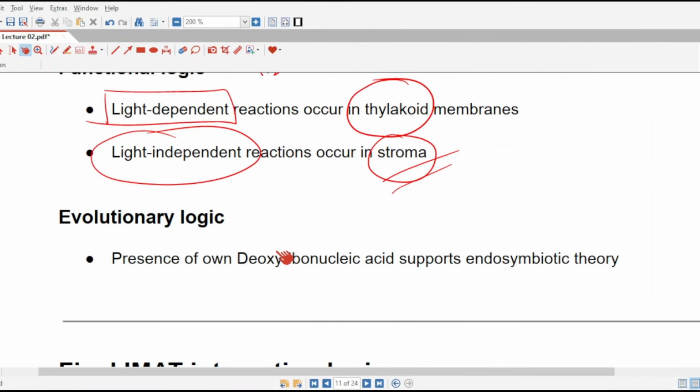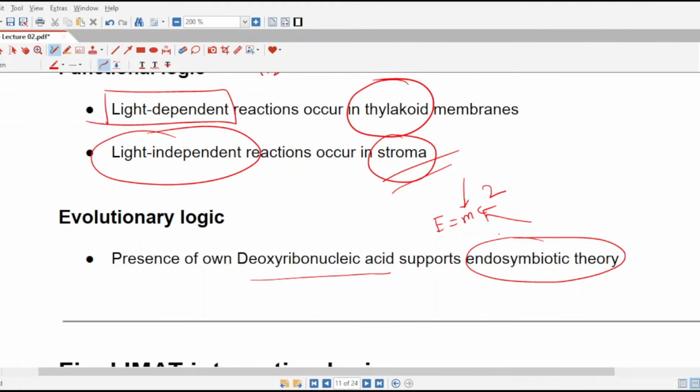What is the evolutionary logic? You will remember E is equal to mc squared. That's a simple mnemonic. In this endosymbiotic theory, two organelles have taken part. One is mitochondria, another one is chloroplast. That's why it is said that presence of own DNA supports endosymbiotic theory.